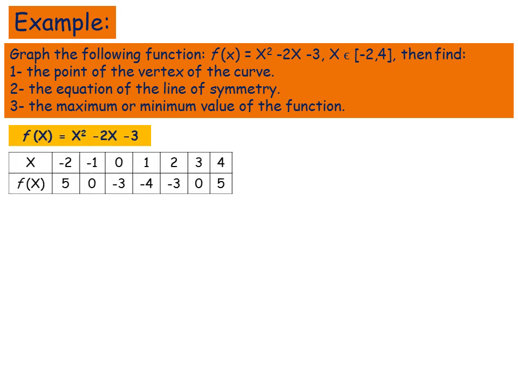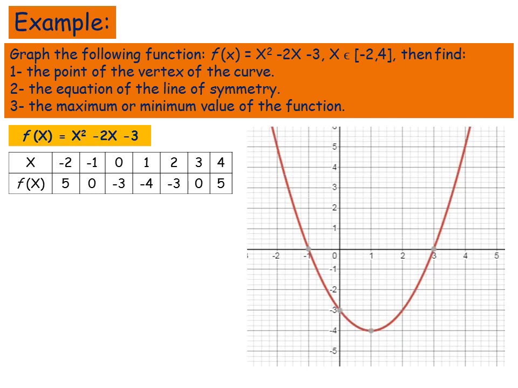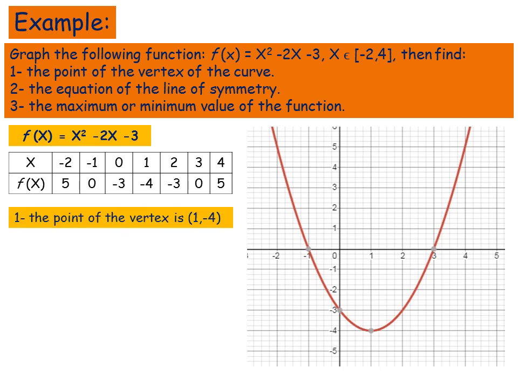So I will have this table. Then I will represent every ordered pair in this table on the graph paper to draw my curve, which will be like that. Till now, it's so easy. Now he wants me to find the point of the vertex of the curve. The point of the vertex is the minimum value here, or the point where the curve changes its direction, and it's noted from the graph, it's 1 and negative 4. So the point of the vertex is (1, -4).